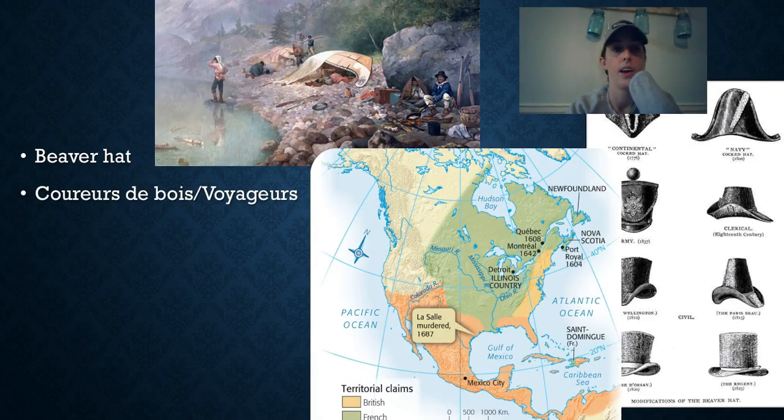Now, you're going to have kind of two groups of Canadians that are going to come over and try and get rich off of this. Coureurs de Bois and the Voyageurs. They're essentially both going to be hunters of the beavers. The difference here is that the Voyageurs are going to be a little bit more official. They have licenses to do this.